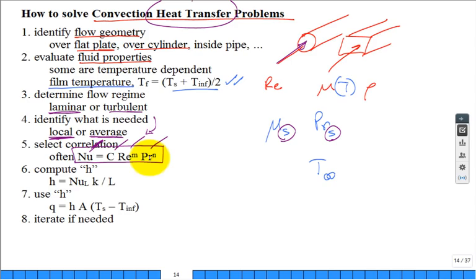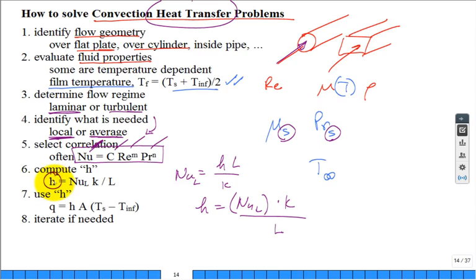Once I have my Nusselt number, then I can unravel it, because Nusselt is defined as h times L over k, so I get h is equal to the Nusselt number times k divided by L. You've done these in drag and friction calculations in fluid mechanics. It's very similar. Now, maybe you use the h to calculate the q, the rate of heat transfer from the surface. Or maybe you use it to solve for the unknown surface temperature.